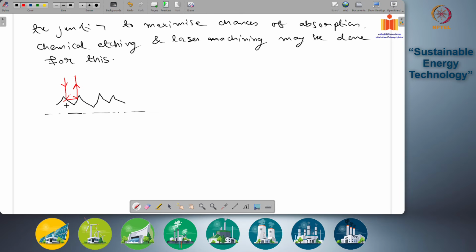As you would know from basic optics, if you increase the angle of incidence, then the amount of light being reflected increases, and the amount of light being refracted decreases. So this kind of local roughness will increase the chances of reflection back into your solar cell. Okay. So that is what is being done here. The next important part is collection efficiency.